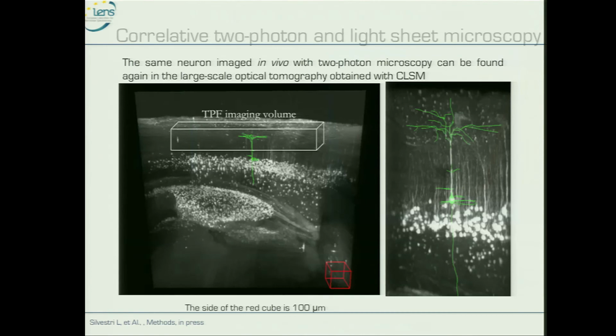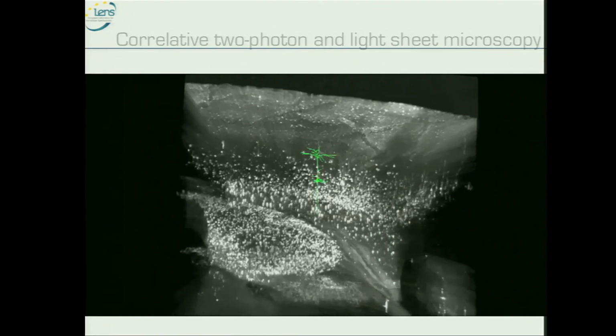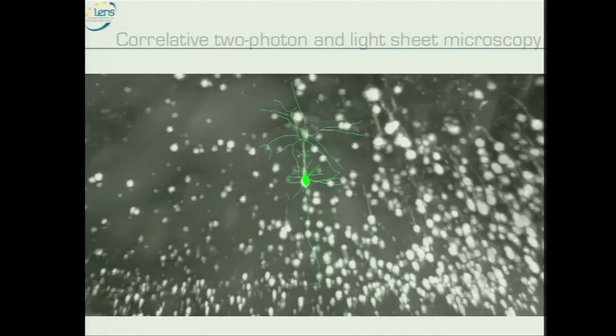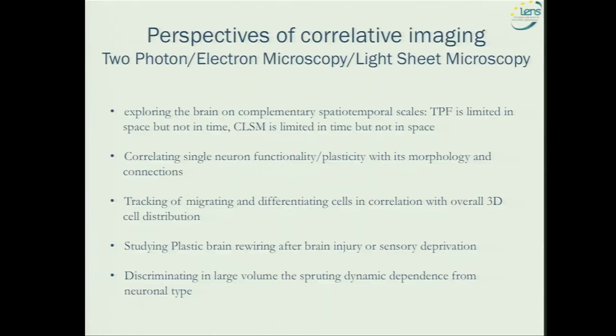At that point, we can visualize the volume where the two-photon dendrite was visualized within the whole volume of the brain, and we can correlate the plasticity at the dendrite level with the long-term projections. This is very interesting because it allows us to explore the brain on complementary spatiotemporal scales. Two-photon is limited in space, but not in time. So confocal light sheet is limited in time, but not in space.